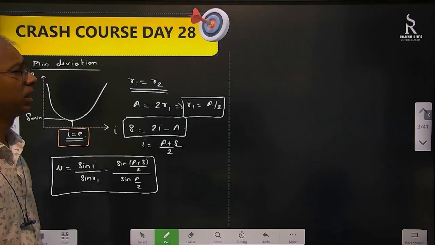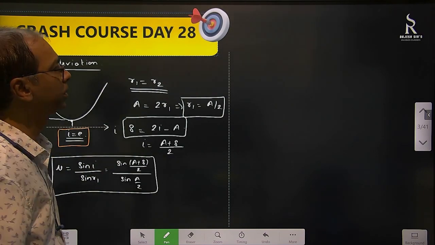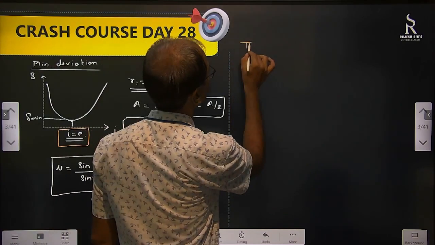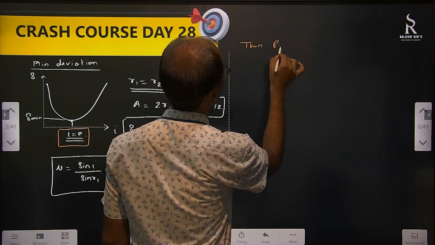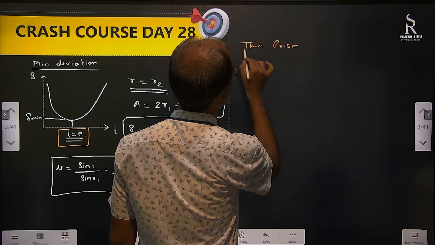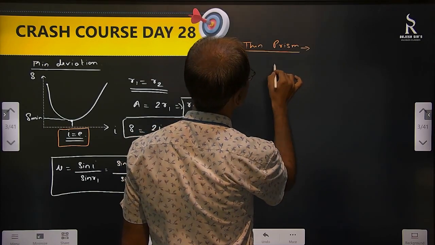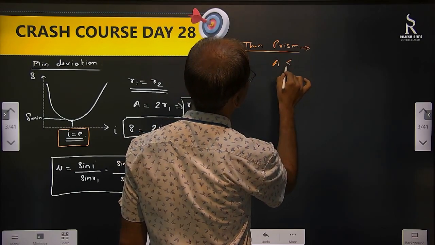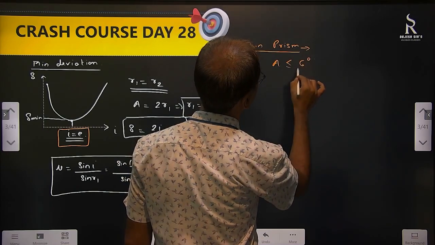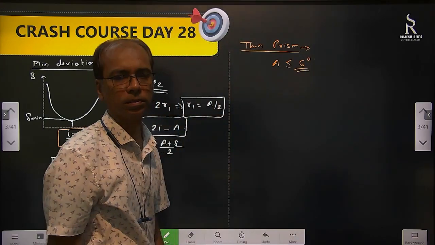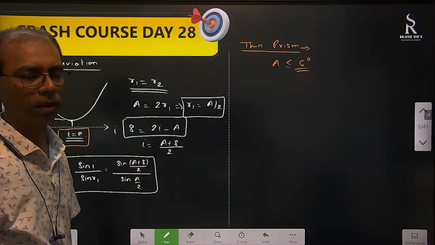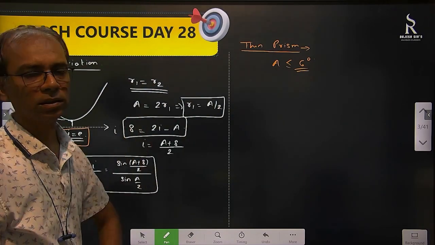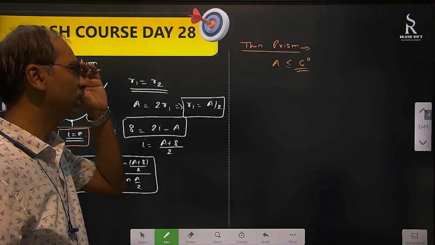Then, what is the second thing in prism important for us? That is thin prism. Now, thin prism means what? When angle of prism A is less than or equal to 6 degrees, we call it a thin prism.